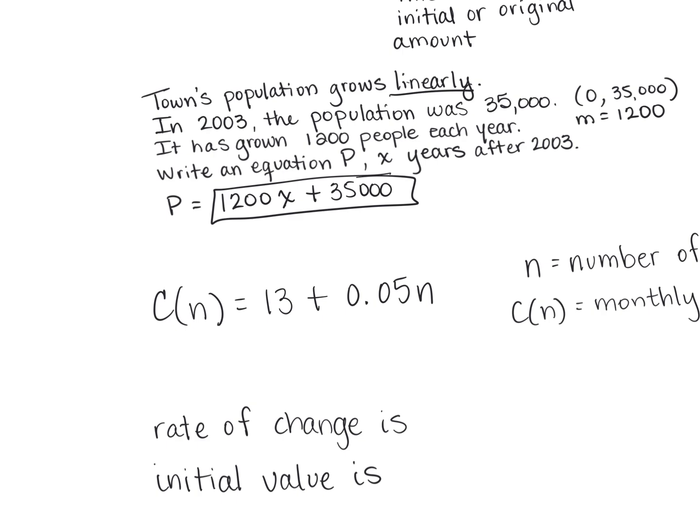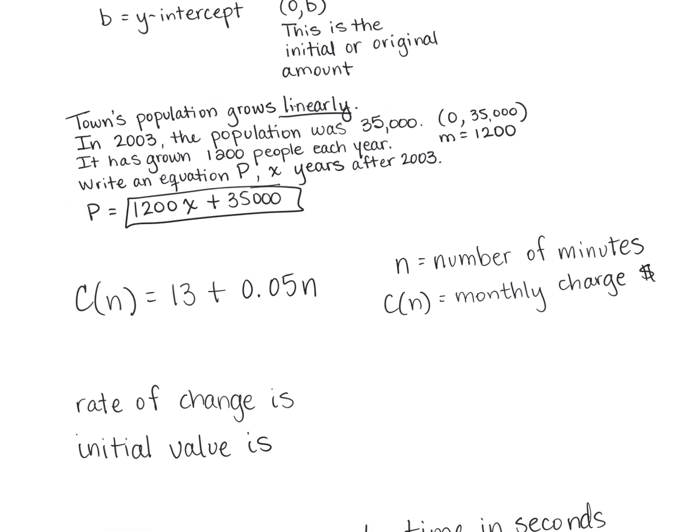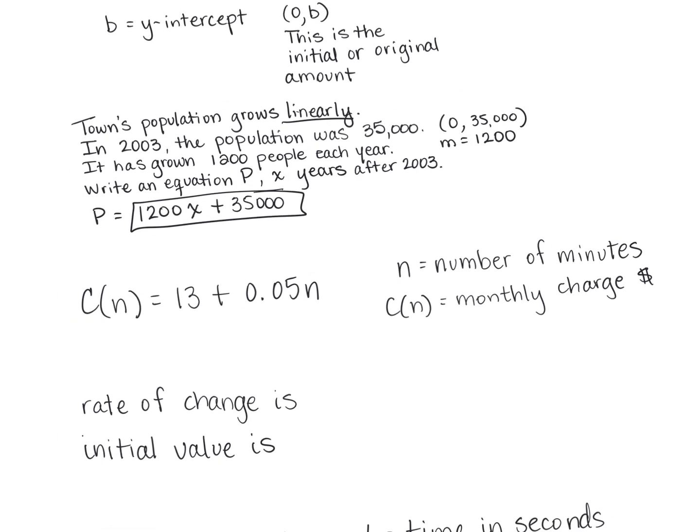Another kind of question that they're going to ask you is to give you a function that says C of n is equal to 13 plus 0.05n. So the first thing I'm going to do is rewrite it so that my slope comes first. So that's 0.05n plus 13. The second thing I'm going to do is write underneath this that this is y is equal to mx plus b. Now, just because my equation has changed variables doesn't mean that anything happens.